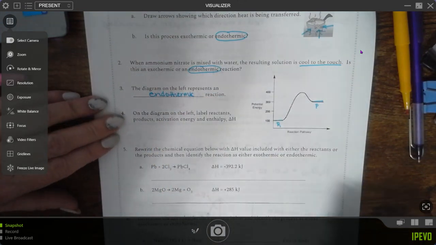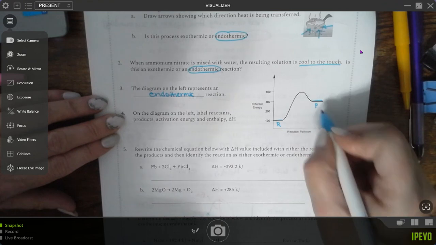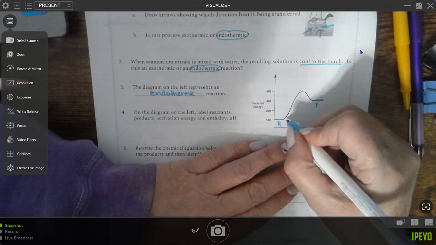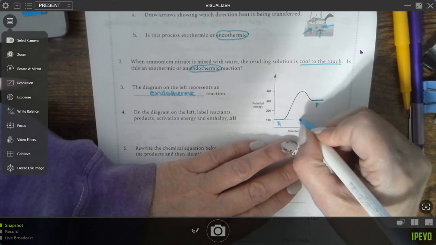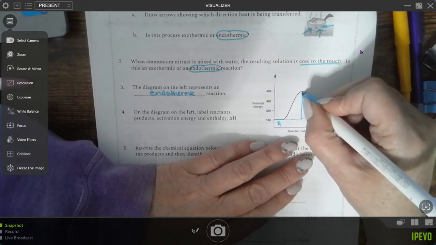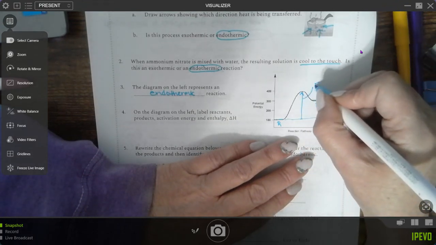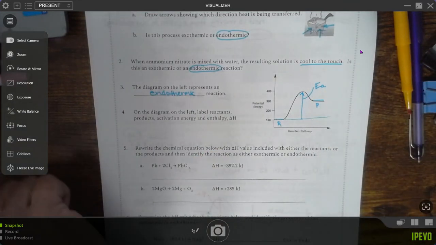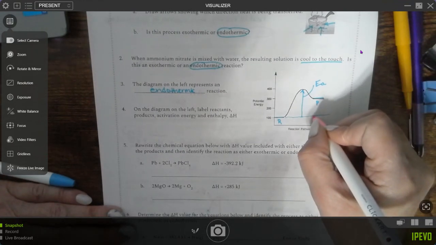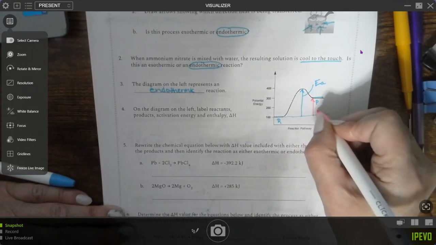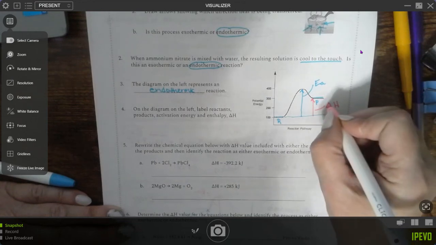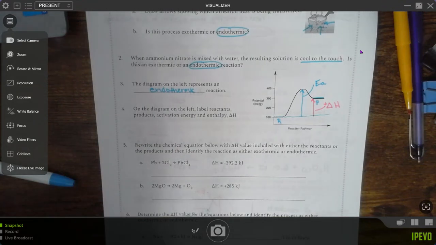All right. And then we're supposed to label reactants, products, activation energy. So activation energy is going to be, as you know, hopefully you're getting the hang of this, from the reactants to the very tippy top of the graph. That is my activation energy. And then delta H, the change in enthalpy, is the difference between the reactants and the products. And since we're going up from the reactants to the products, delta H is positive.